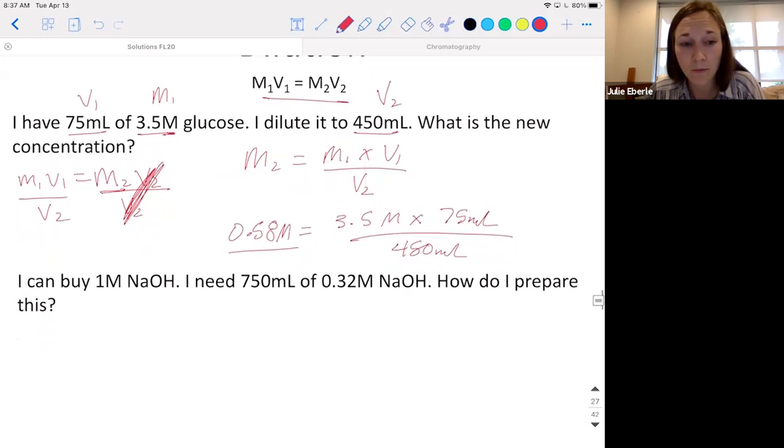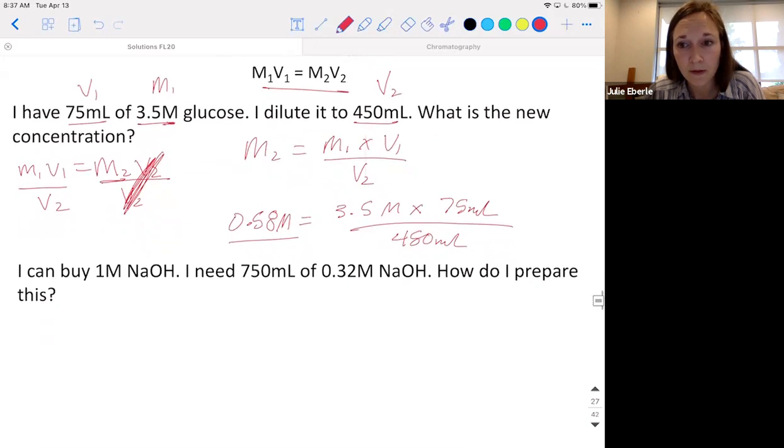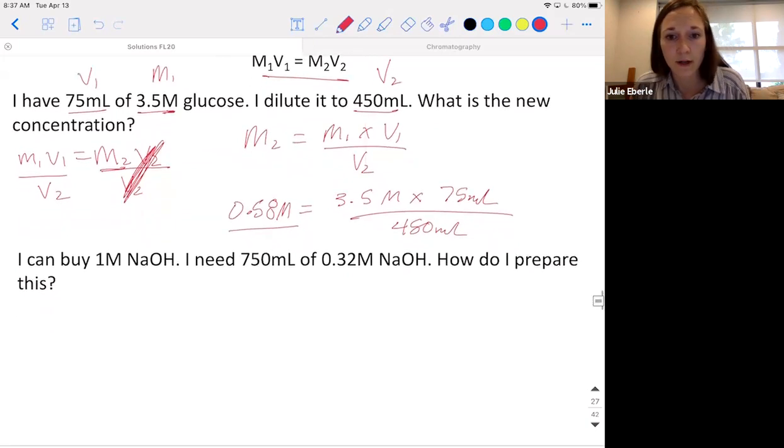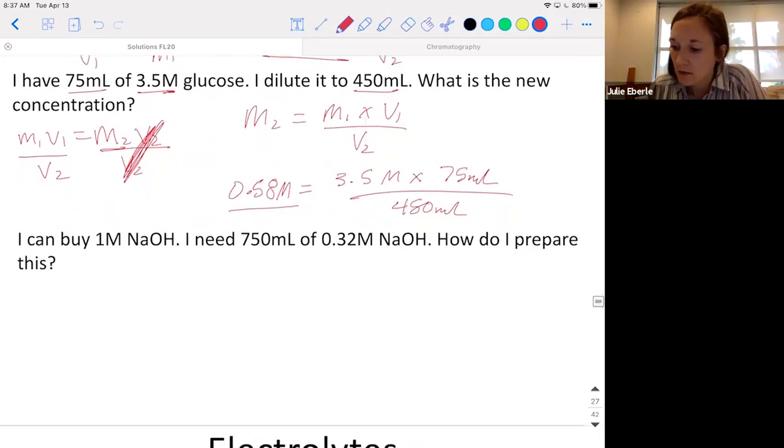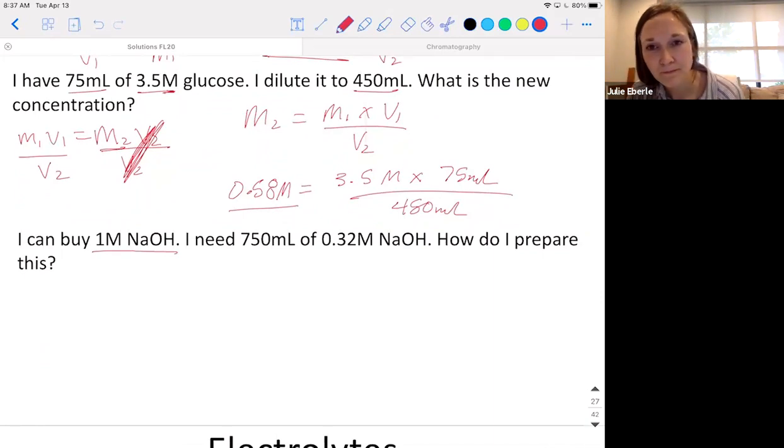Questions on that problem? Fairly straightforward, I hope. Next problem, another example. I can buy 1 molar NaOH. What is NaOH? Anybody recognize that? All the way back from chapter 5, we talked about acid-base reactions. Sodium hydroxide, very strong base. We're going to be talking about NaOH a whole lot in chapter 10.